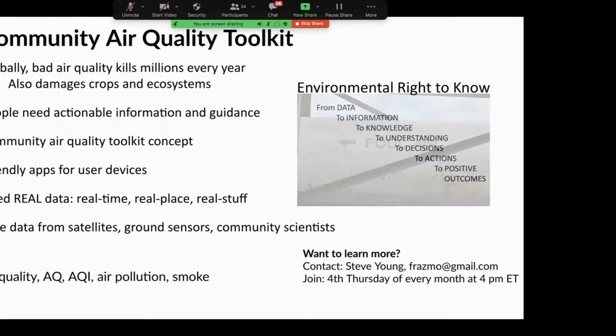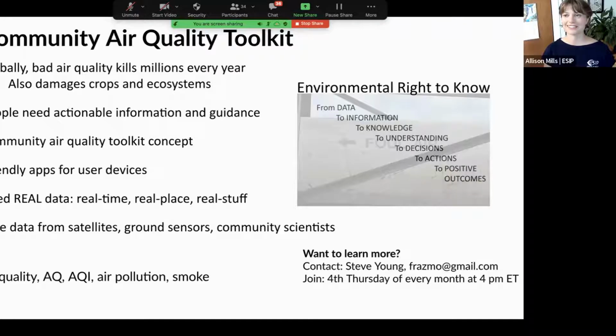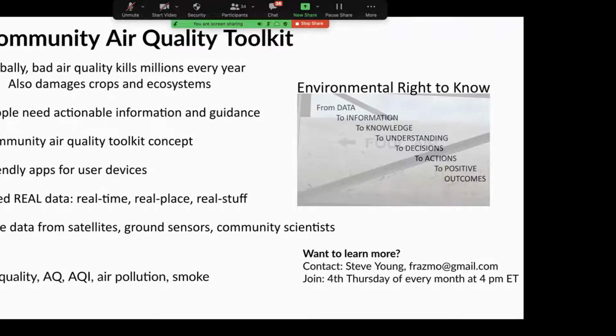Can you hear me? Okay, so we're interested in developing a toolkit for people who want to understand air quality, especially in local communities, and what it means to them, right? So we're thinking about an audience that is not scientists, probably people that don't want to look at data. So we're really interested in this idea of going from data to knowledge that can be action guiding.